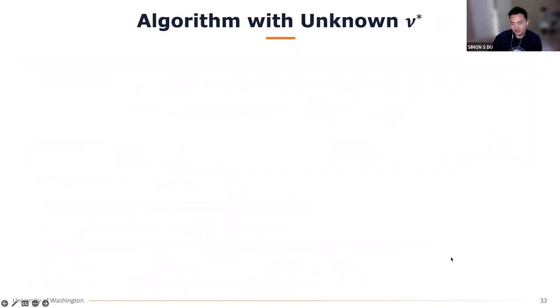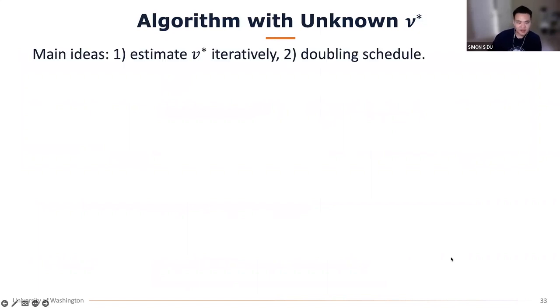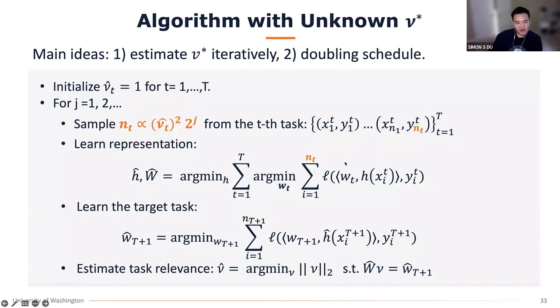For the unknown nu star, it's actually kind of easy. You just estimate nu star iteratively. So here's our algorithm. The main ideas are that we estimate nu star iteratively, and you follow a doubling schedule. At a high level, at each time you sample according to some estimated nu star times some scheduling factor 2 to the j, where j is the index for the epoch. So every epoch, you double the number of samples.